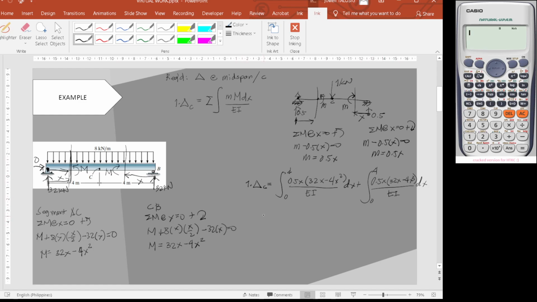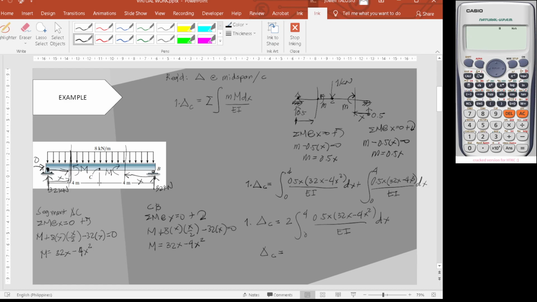So delta here can be simplified as 2 times the integral from 0 to 4 of 0.5x times 32x minus 4x squared, over EI dx.